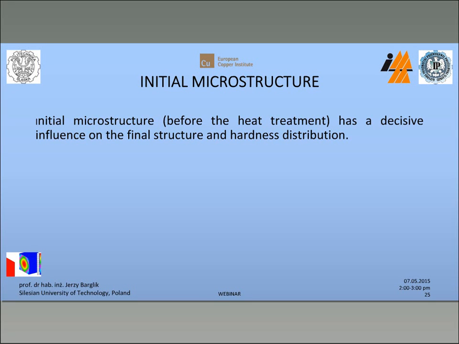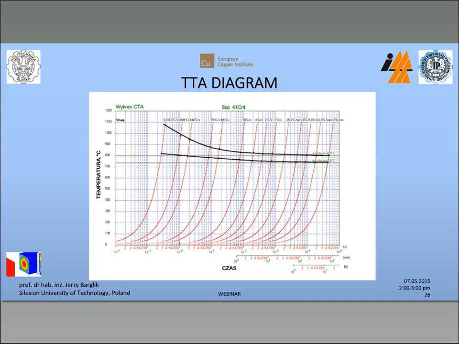And of course, also very important is the influence of the initial microstructure on the final structure and hardness distribution after the process. And for good computer simulation, it is necessary to know the time, temperature, transformation diagram. So if you look to the references, you have the classical, conventional TTA diagram, which is different from this one. This is realized by dilatometric measurement.